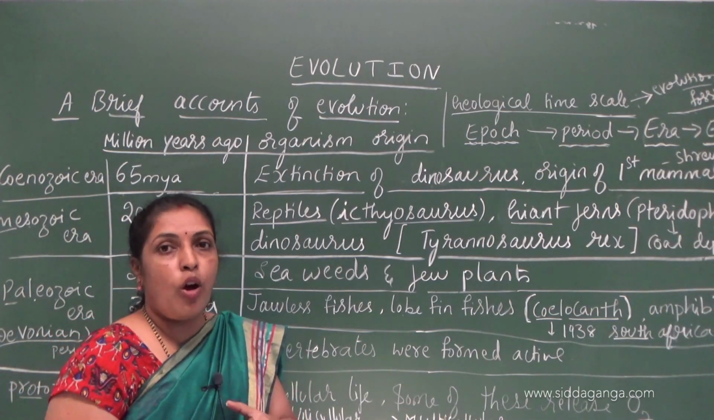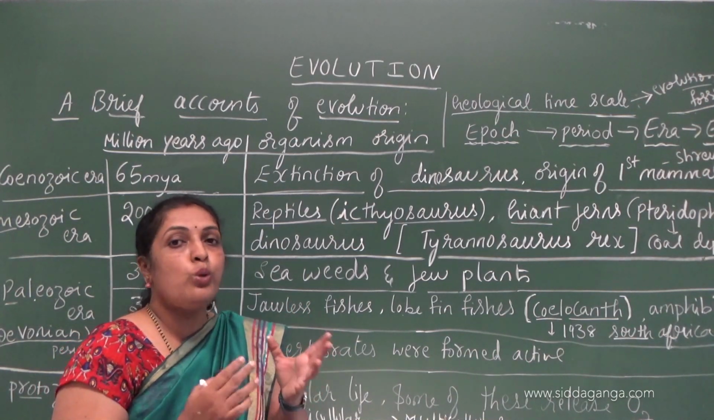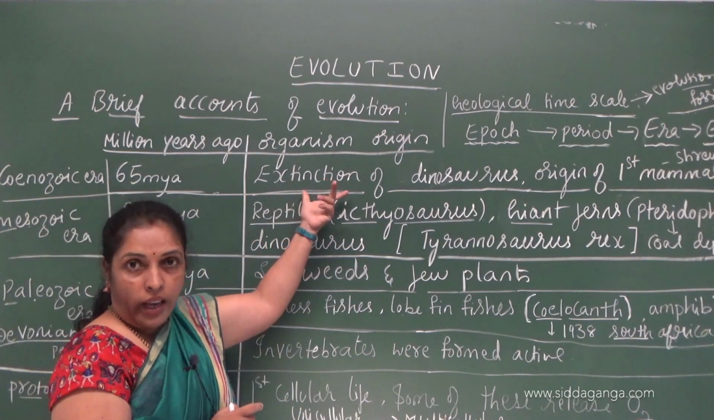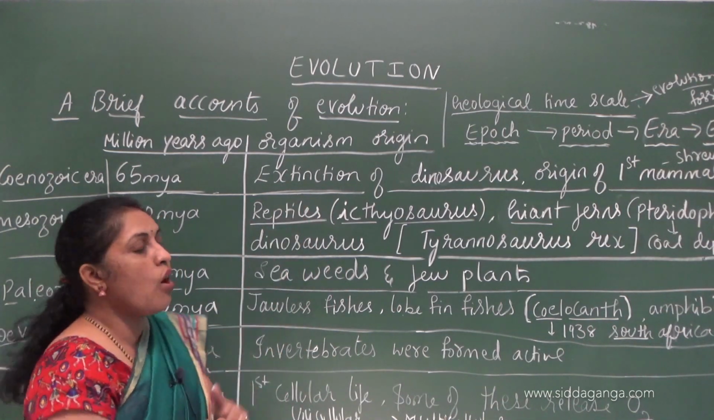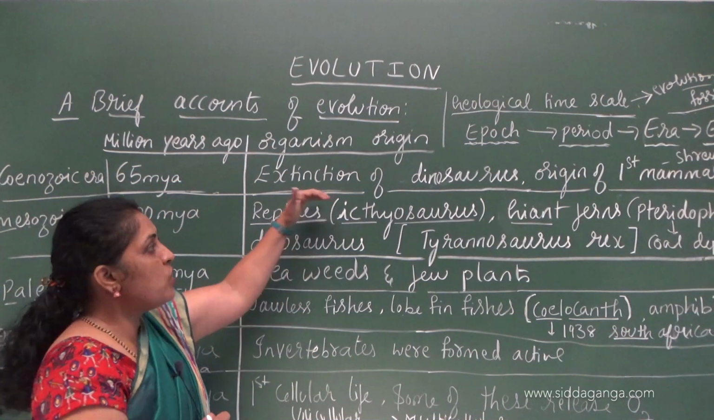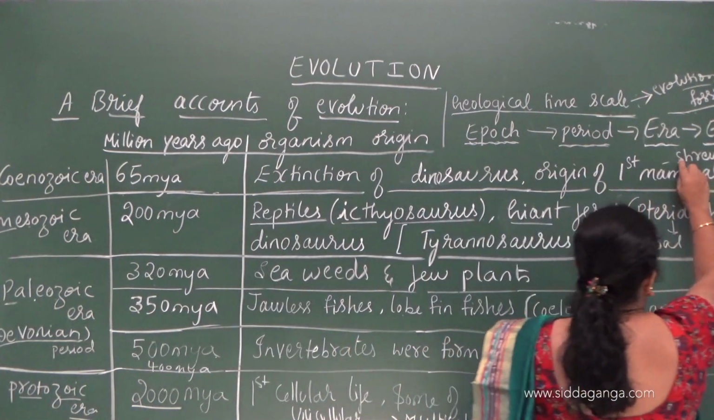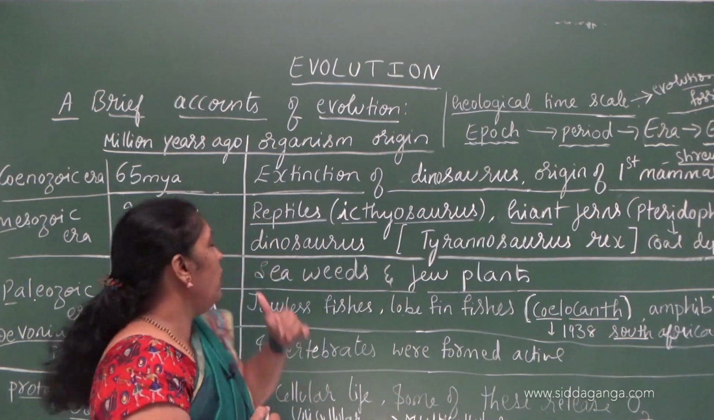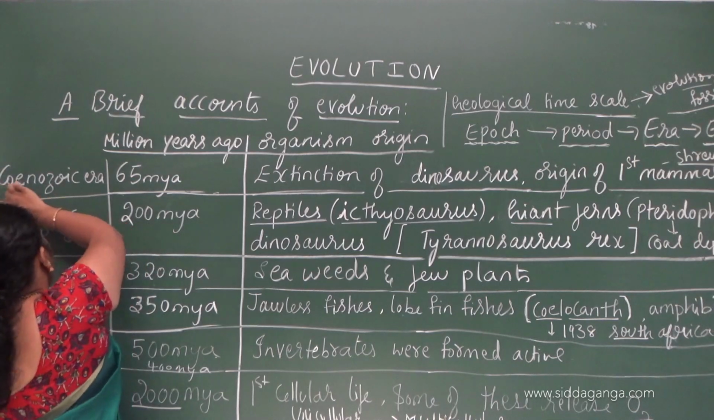Some say all these reptiles evolved into birds, and some say that due to climatic changes on the earth, the dinosaurs became extinct, but we don't know the exact cause of their extinction. So 65 million years ago, the extinction of dinosaurs occurred, and the origin of the first mammals like the shrew was seen in that era, that is the Cenozoic era.